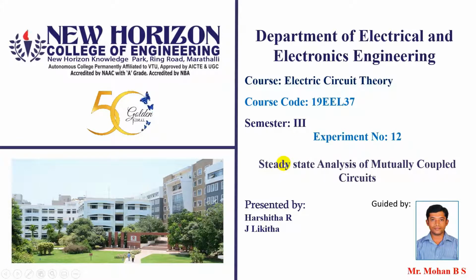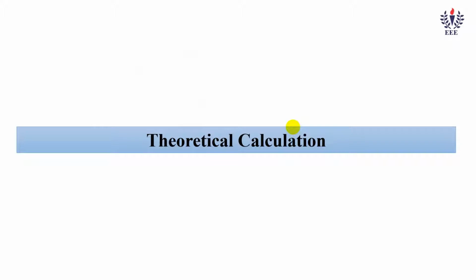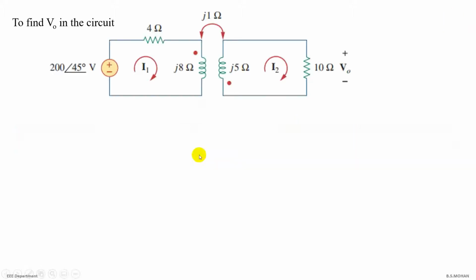Let's start with the 12th experiment, that is steady state analysis of mutually coupled circuits. Problem identification: to find V0 in the circuit. Now let us start with the theoretical calculations to find the V0 in the circuit. To find the V0 in the circuit, we have to apply KVL to mesh 1 and mesh 2.